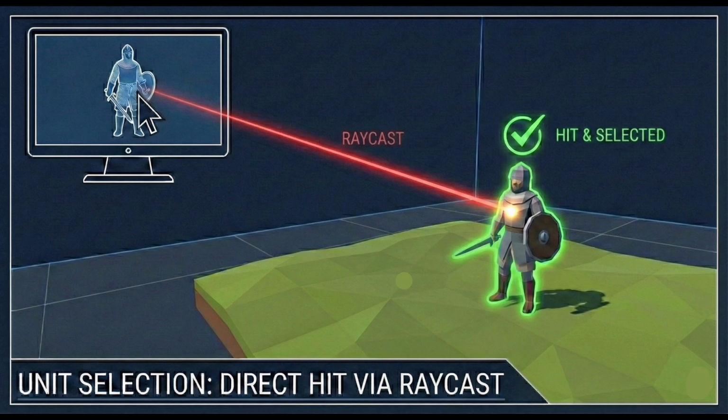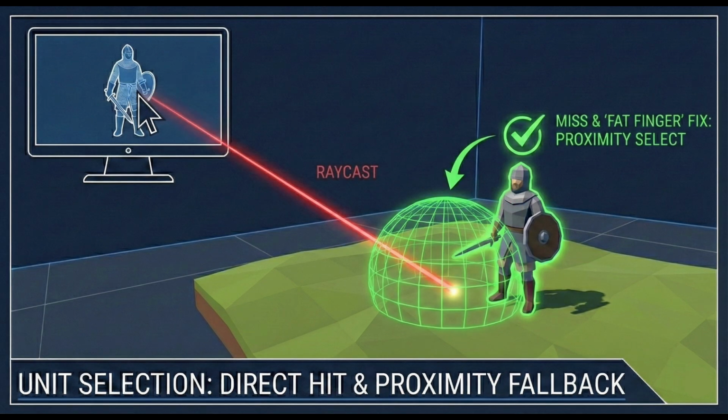But let's be honest, trying to click on a tiny 1-meter rock from 50 meters away is a nightmare. You're going to miss. So I added a fat finger fallback. If your ray misses the unit and hits the ground instead, the code doesn't give up. It effectively draws a circle around that ground point and asks, okay, did you mean this guy? This makes selecting small units or items feel snappy and forgiving, even if your aim isn't perfect. Selecting units is something the player is doing all the time, so this should feel really good.